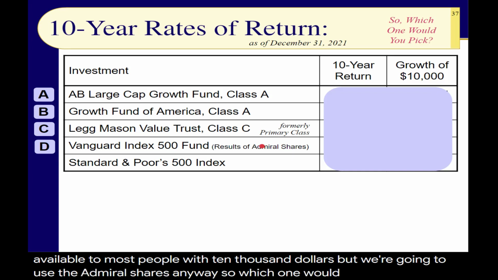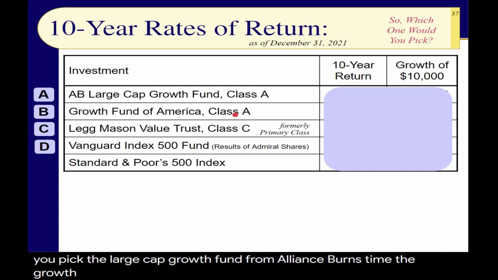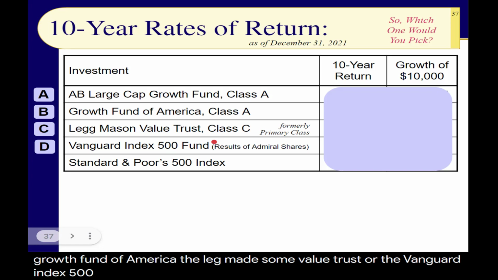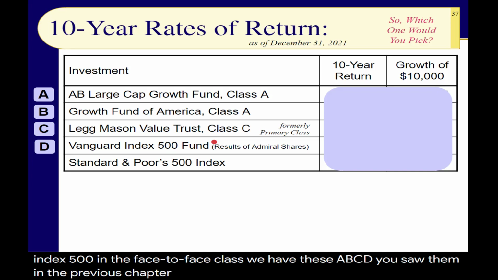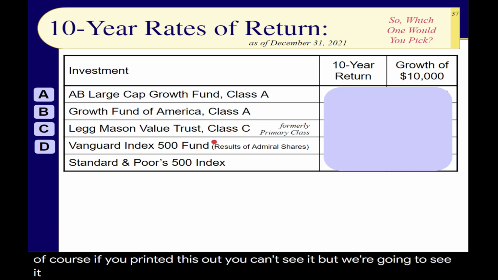So which one would you pick? Would you pick the Large Cap Growth Fund from AllianceBernstein, the Growth Fund of America, the Legg Mason Value Trust, or the Vanguard Index 500? In the face-to-face class, we have these A, B, C, D cards that people hold up, so I can't see you. You saw them in the previous chapter. And of course, if you printed this out, you can't see it. But we're going to see it now.